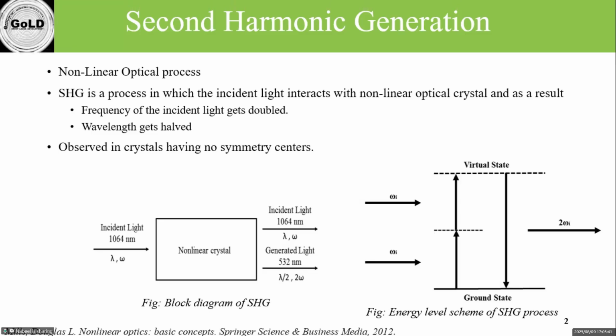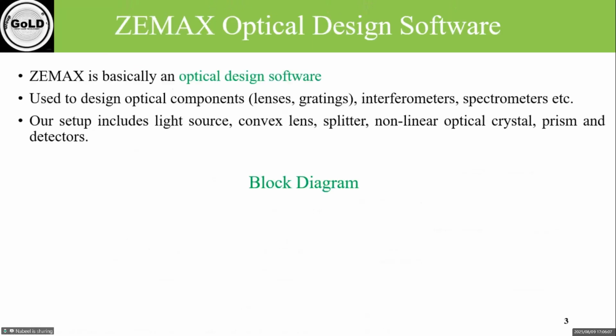In other words, as you can see in the schematic diagram of second harmonic generation, here we are using incident light of 1064 nanometers, and we efficiently converted it into 532 nanometers in our experiment, but we want to implement the same setup using ZEMAX. ZEMAX is basically an optical design software which is used to design different and multiple optical components like gratings, interferometers, and spectrometers.